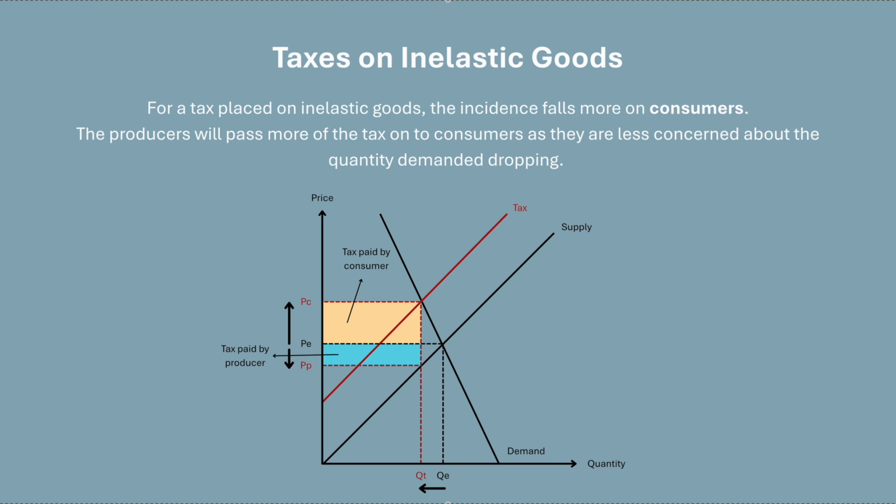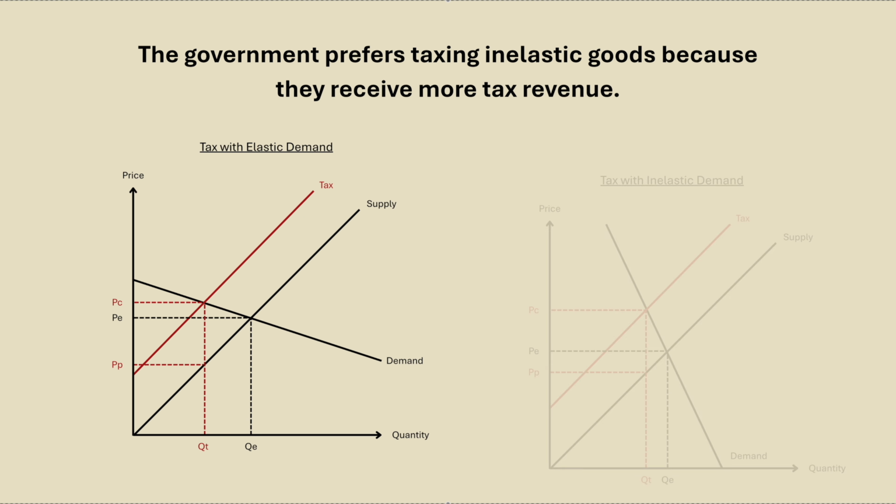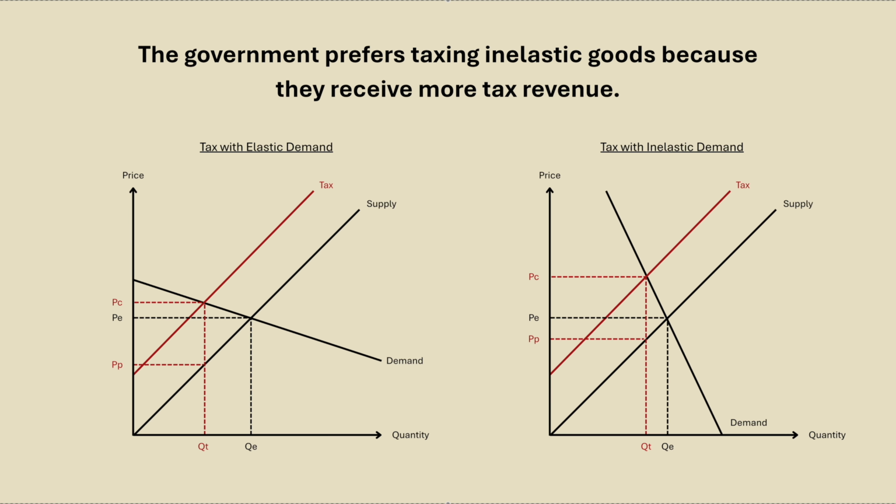There's really only one more thing to note. The government prefers taxing inelastic goods because they receive more tax revenue. If we were to compare the two situations, we can see that taxing inelastic items results in only a small decrease in quantity, whereas taxing elastic items results in a fairly big decrease in quantity. So the amount bought under the tax on inelastic items is more than the amount bought for elastic items. If there are more things being bought, then there's more tax getting paid. So the government makes more money off of the inelastic items.